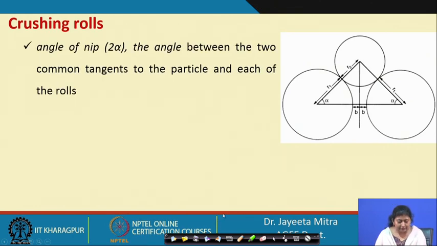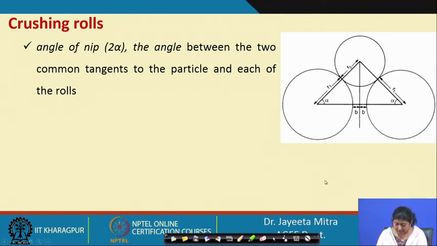So, in this particular case, when we want to analyze further what will be the angle when the product is coming in between these two rolls, we can analyze the angle of nip. Okay. Angle of nip 2 alpha, which is actually the angle between the two common tangents to the particle and each of the rolls.